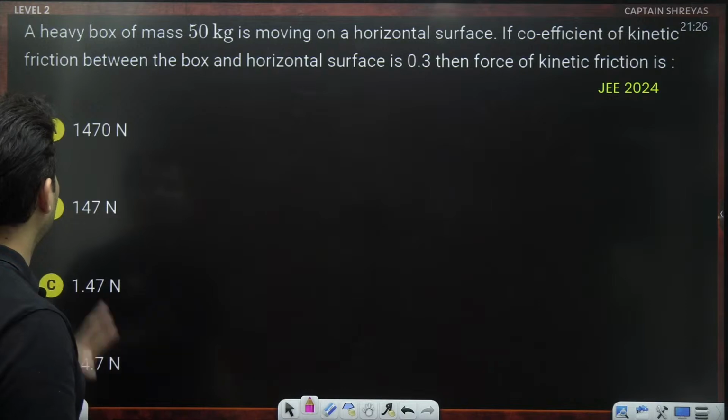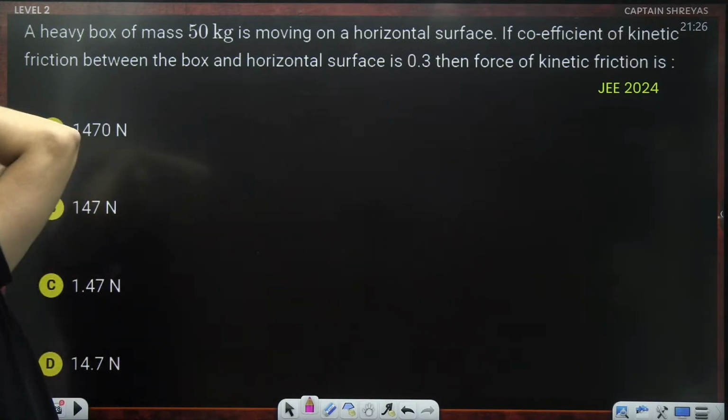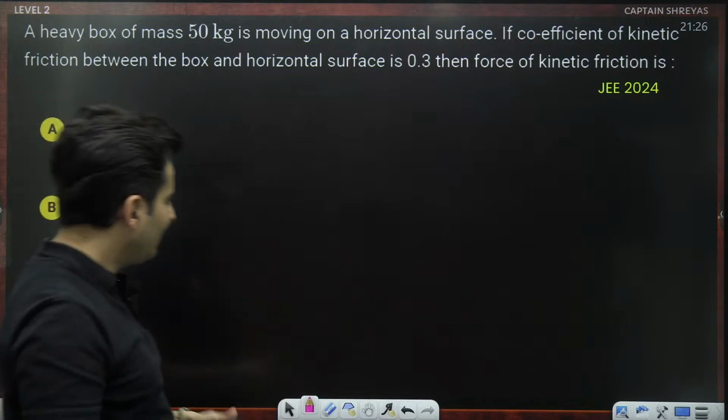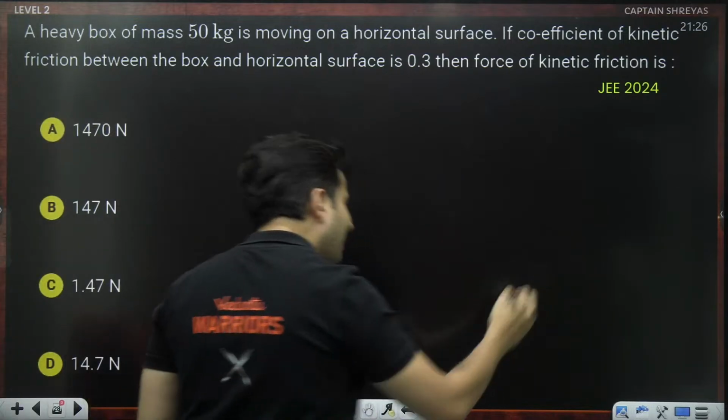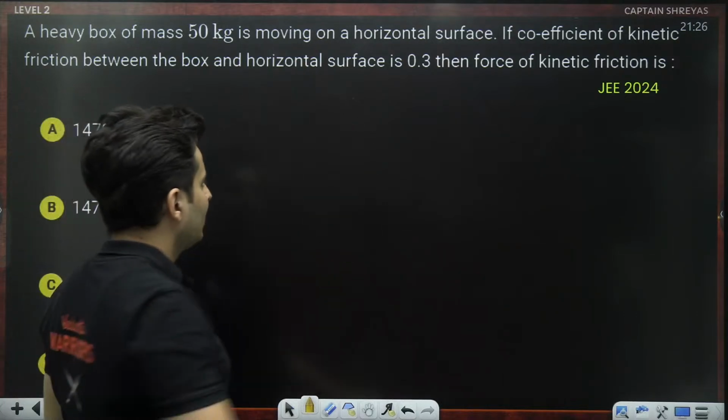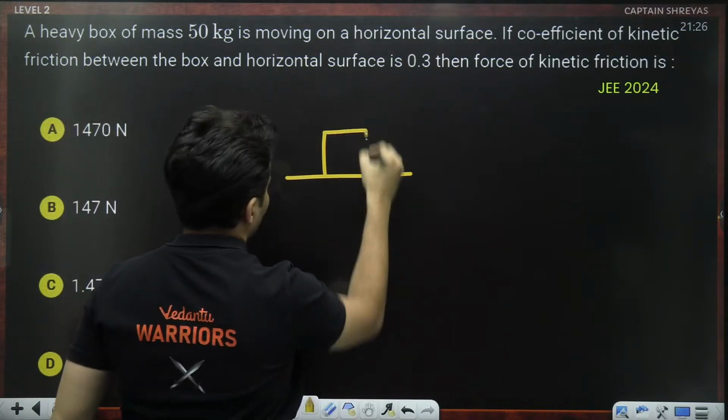Moving on to the next one, a heavy box of certain mass moving on a surface, coefficient of friction, horizontal surface, the force of, really they need some level, guys. Look at this level of question. Seriously, it is ridiculous.